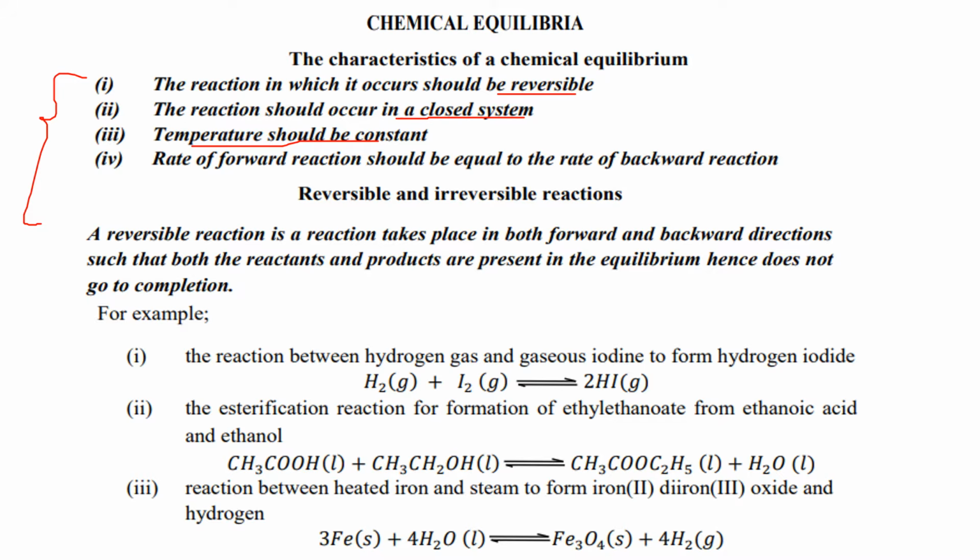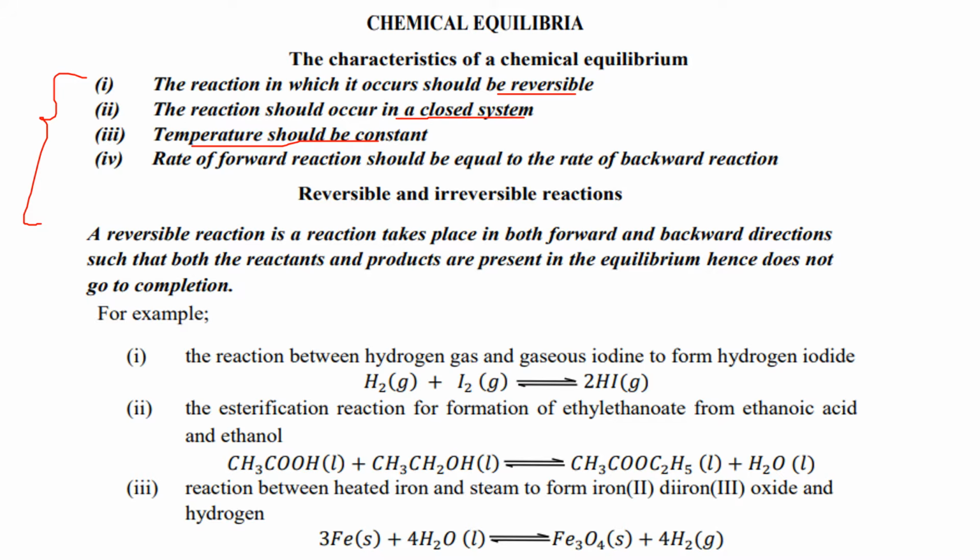And Roman number 4, our rate of forward reaction must be equal to the rate of backward reaction. Now since these are reversible equations, the rate of forward reaction, I mean the rate at which reactants are going to be reacting, must be equal to the rate at which products are being formed. And that's why it qualifies to be chemical equilibrium.